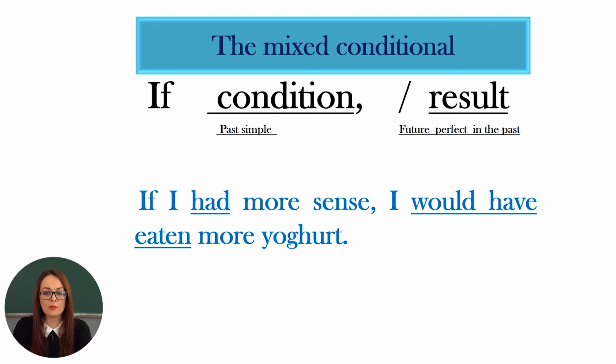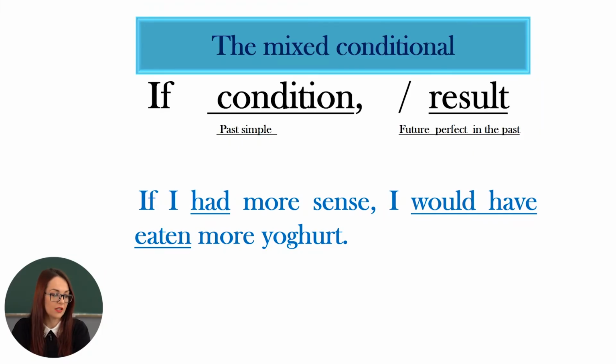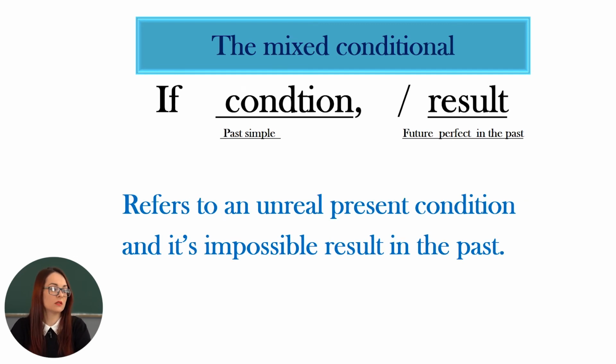There are two types of mixed conditionals. The first type of conditional clause predicate in the mixed conditional is at past simple. The result clause is at future perfect in the past. You have the example, "If I had more sense, I would have eaten more yogurt." The first mixed conditional refers to an unreal present condition and its impossible result in the past.